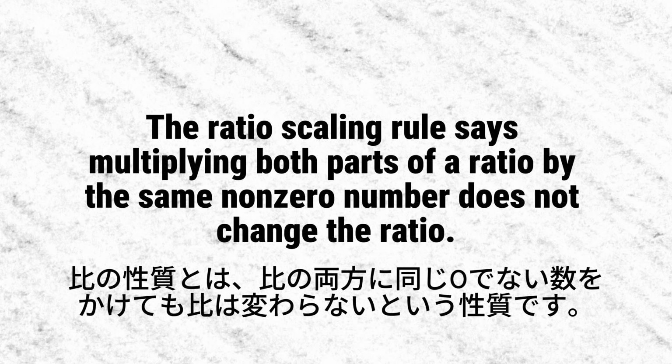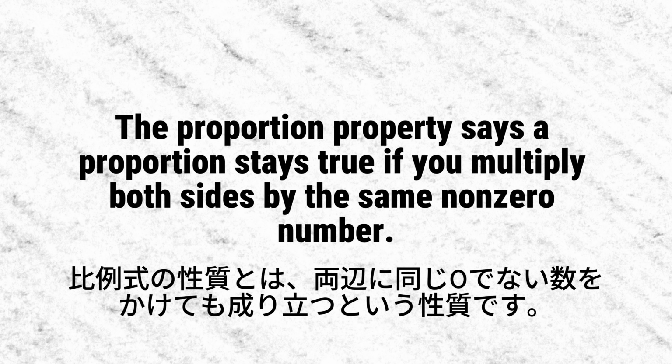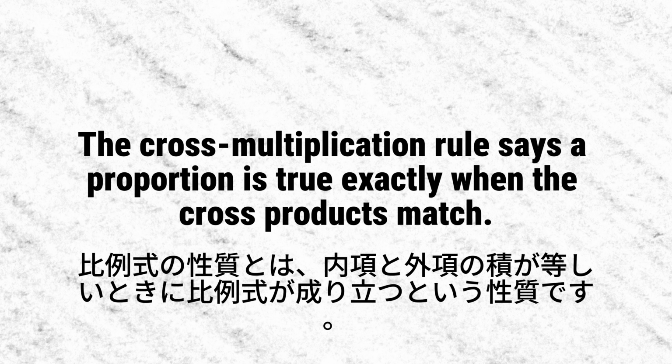The ratio scaling rule says multiplying both parts of a ratio by the same non-zero number does not change the ratio. The proportion property says a proportion stays true if you multiply both sides by the same non-zero number. The cross multiplication rule says a proportion is true exactly when the cross products match.